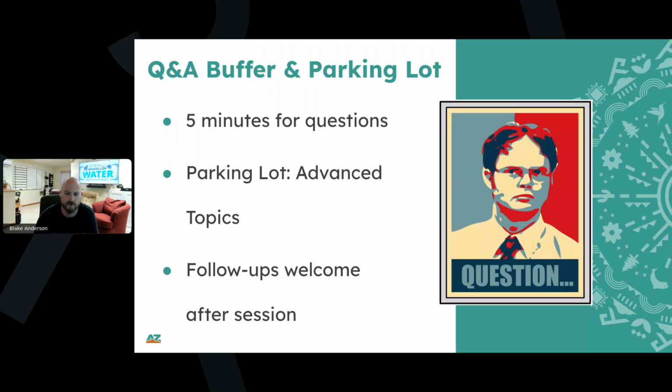It's geared a lot more towards small utilities, and so once you start hitting the 25, 30,000 connection mark, you may be better served by using like an Esri product with their field maps. But for small systems, it's really affordable, really practical, makes it a lot simpler for us. That's what we use personally.